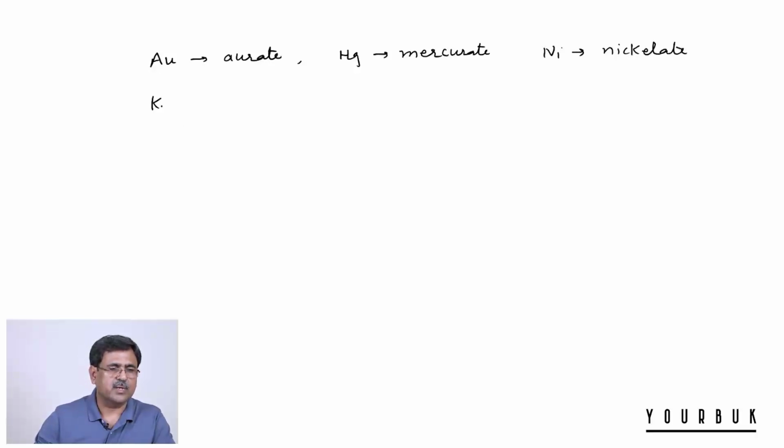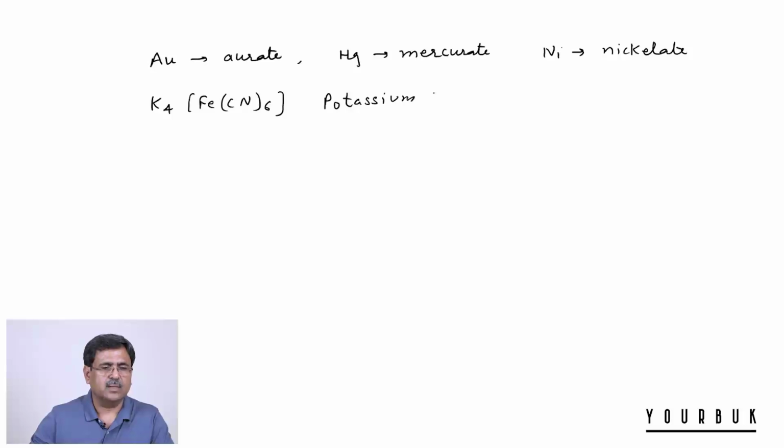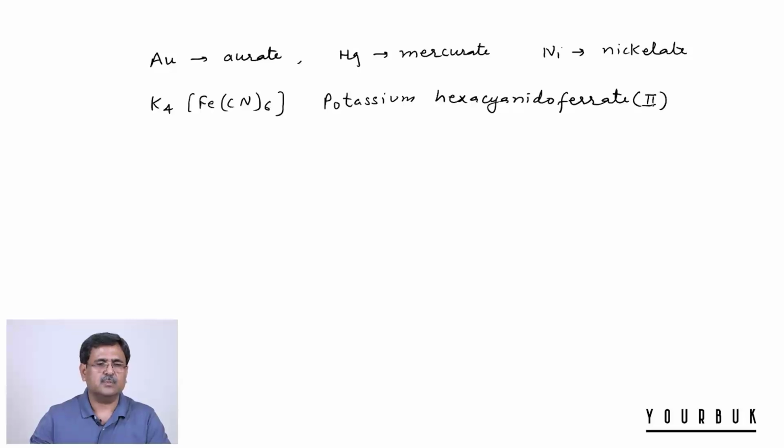So in this complex, potassium ferrocyanide, K4[Fe(CN)6], this complex is named as, first we name the cation, that is potassium. Now the anion part is complex, so we arrange the ligands alphabetically. There is only one type of ligand present, CN negative, so we write hexacyanido. Then we write the metal, but not as iron, we write ferrate, followed by its oxidation state, that is II. So its name is potassium hexacyanidoferrate(II).